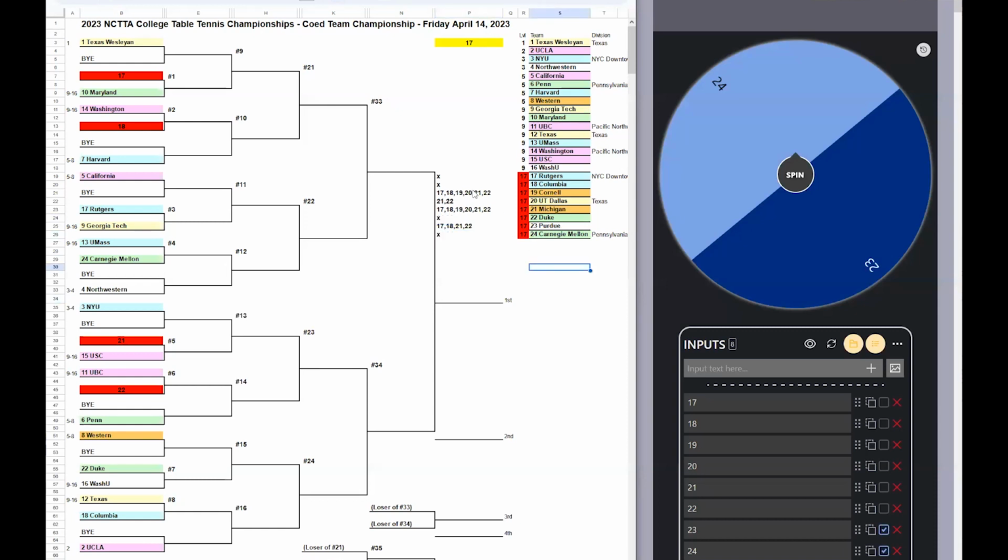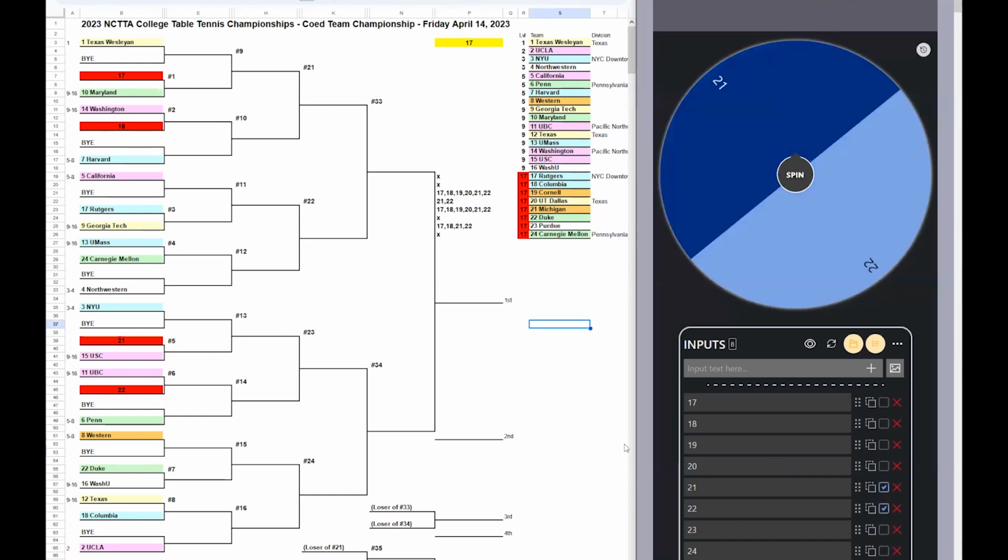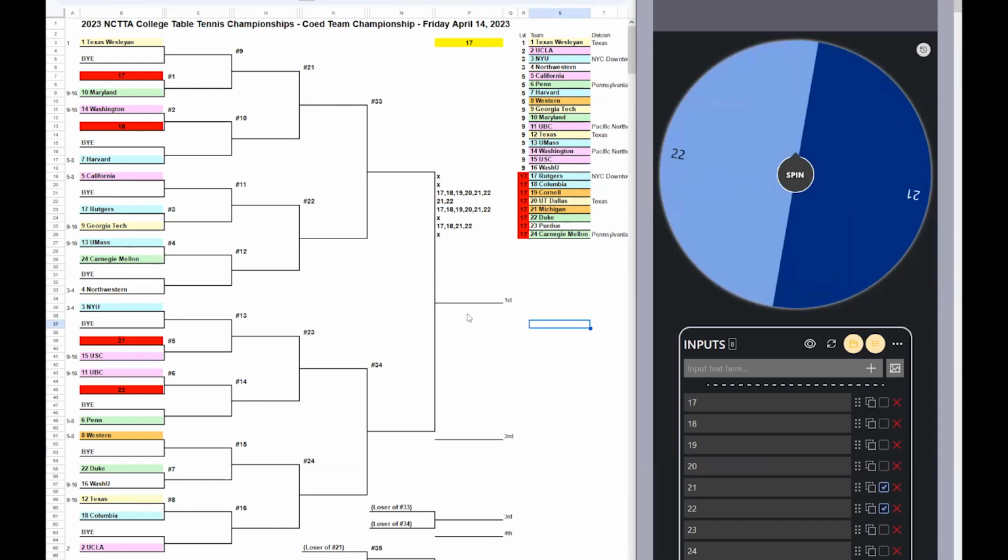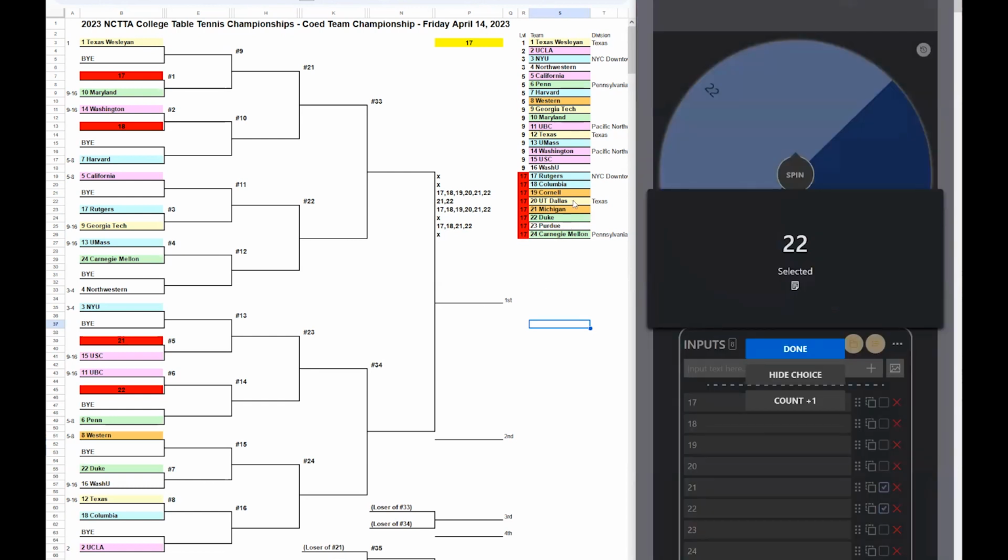We have 4 places remaining. Cornell and Michigan are still in good shape. UT Dallas has 2 places, so we'll draw for UT Dallas since they only have 2 places they can go. 21 and 22 for UT Dallas. 22.